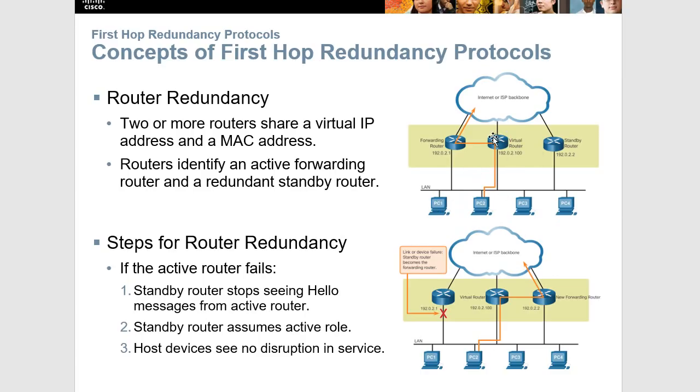The PCs will have no idea that it's happened. They're still sending to the same virtual IP address. It's just that virtual IP address could be occupied by the initial forwarding router or the standby router, depending on what's happened to your network. And you can see that down here. You would end up with the standby router sending out your traffic rather than that active router in case it died.